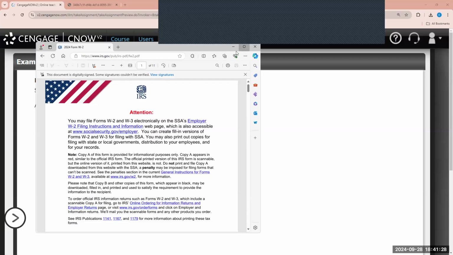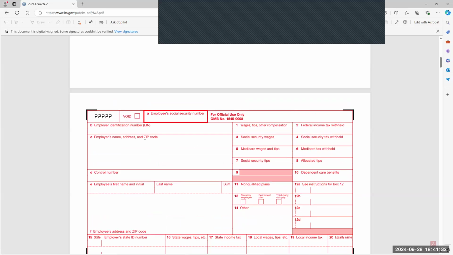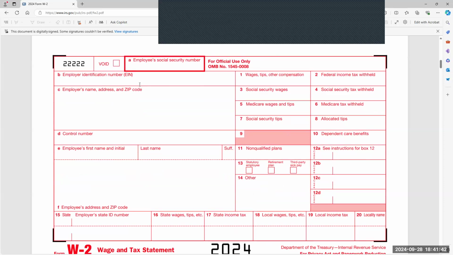All right, so this is from the IRS site. Here we see an example of a Form W-2. Payroll could be processed from ADP, paychecks, QuickBooks, it really doesn't matter. At the very least, this is what the W-2 is going to look like.